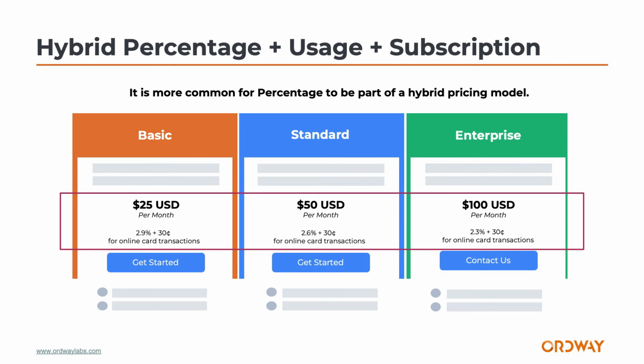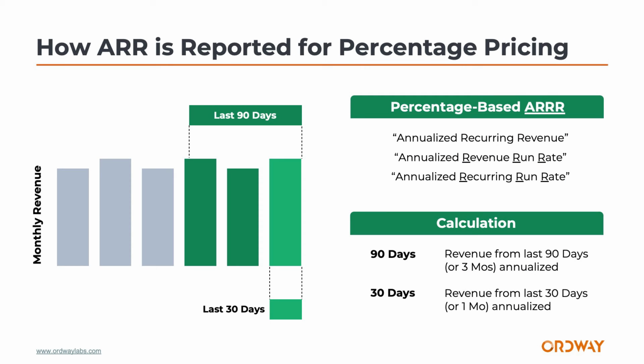Not all companies with percentage pricing models include those variable fees in their ARR calculations, but those that do generally tend to take their GAAP revenue from the past 30 or 90 days and annualize that. It's also interesting to note that most of them do not refer to it as annual recurring revenue, but they've defined another operating metric that serves a similar purpose, such as annualized recurring run rate or annualized revenue run rate.